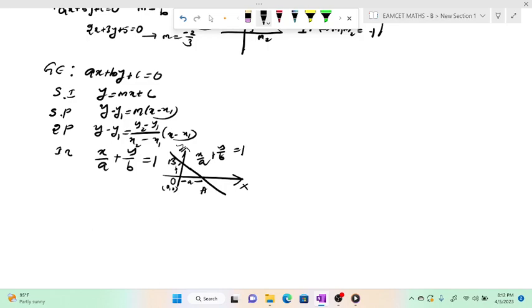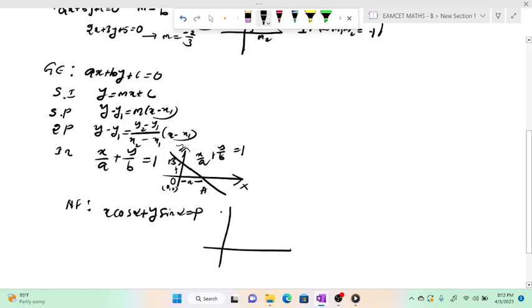Next, the equation of the straight line in normal form is x cos alpha plus y sin alpha equals p. Let us draw this diagram. This is the line x cos alpha plus y sin alpha equals p. This is the x-axis and this one is the y-axis. Here we can draw one perpendicular line from the origin to this line.